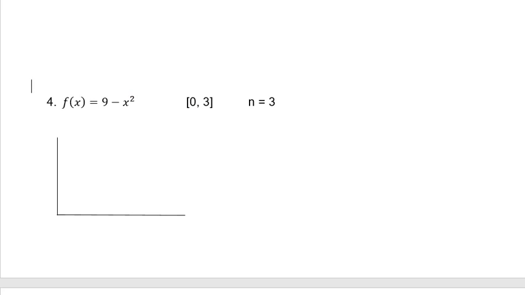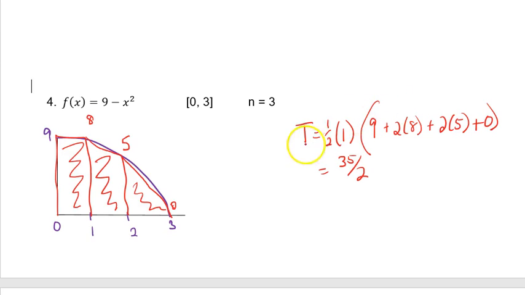Okay, so now I want you to try number 4 on your own. Take a minute, pause your video, and try to do the fourth one. You will be using your trapezoid sum again on number 4. Okay, so now you can check your work.